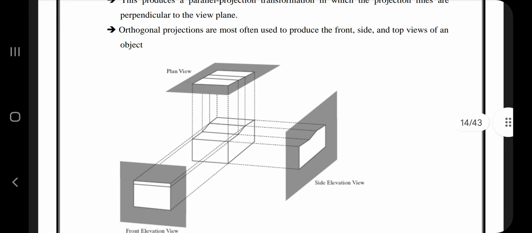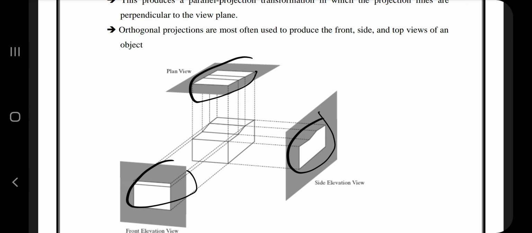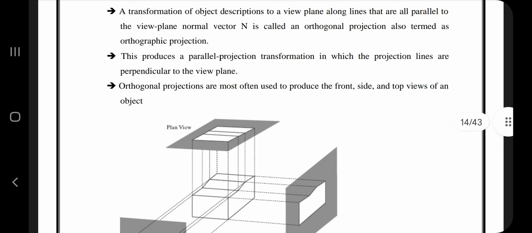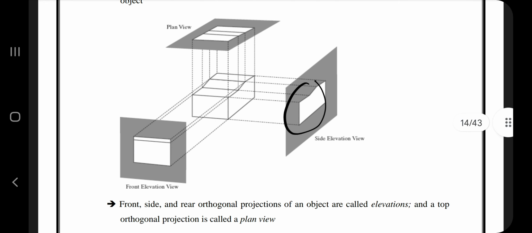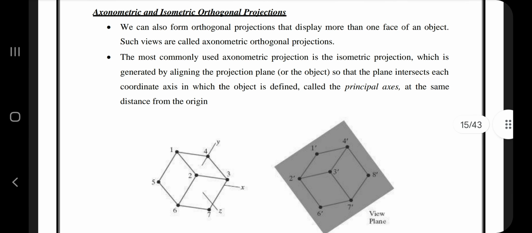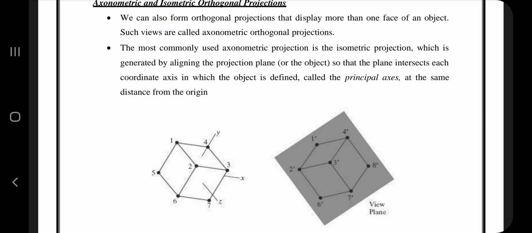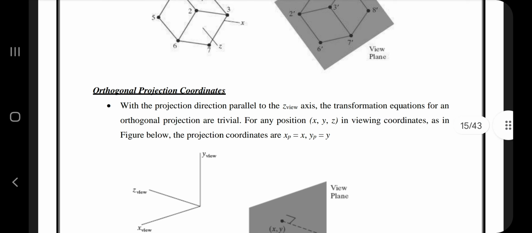And for orthogonal projections, all the side views you have to make. This is the second thing you have to write; the first thing is the difference between the orthogonal and perspective projection. After that you have to write this one from the different views, how it looks like: side view, front view and the plan view. After that you have to write about the axonometric and isometric orthogonal projections. Isometric means that you will have the different faces in a single sheet of plane, okay. That is known as axonometric or isometric orthogonal projections.